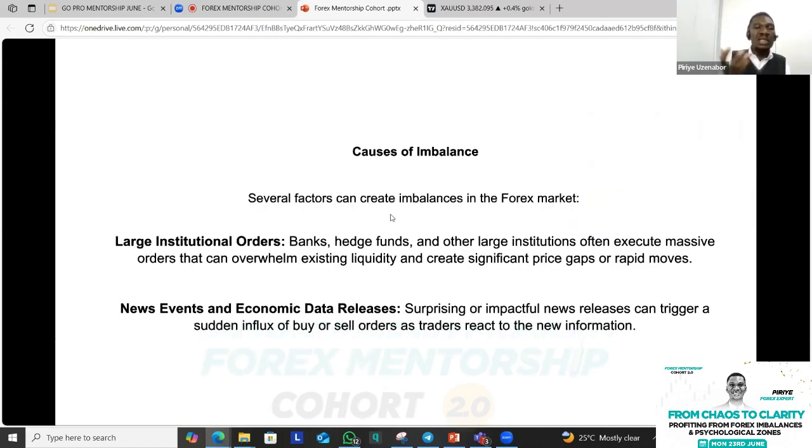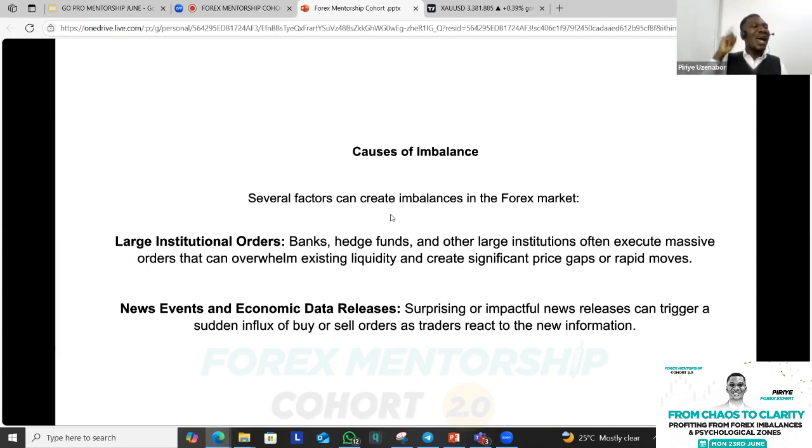Now, what are the causes of this imbalance? What causes price to have imbalance? What causes price to have fair value gaps? What causes price to have this unfinished transaction? There are certain factors, there are several factors that can create imbalance in the Forex market.